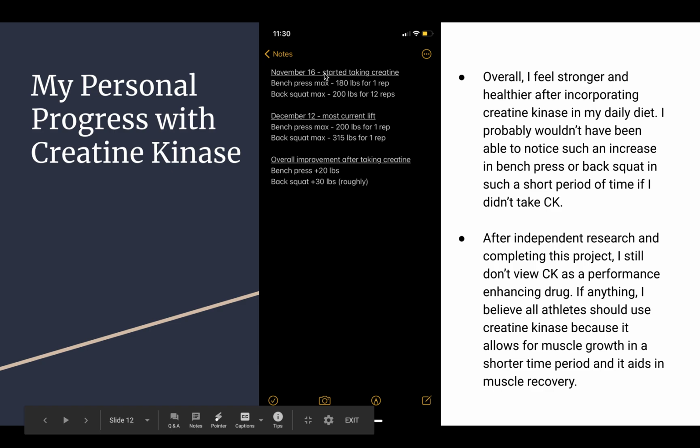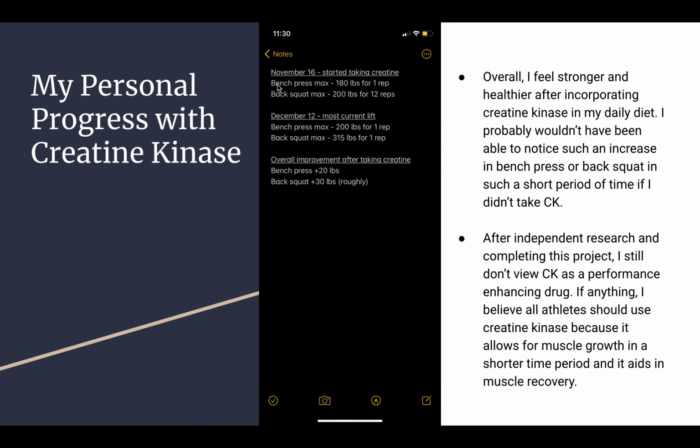On November 16th, I started taking creatine, and at the time my bench press max was 180 pounds for 1 rep, and my back squat max was 200 pounds for 12 reps. On December 12th, a couple days ago, or my most current lift, my bench press max was 200 pounds for 1 rep, and back squat max was 315 pounds for 1 rep. The overall improvement after taking creatine was a plus 20 pounds in bench press and a plus 30 pounds in back squat, roughly.